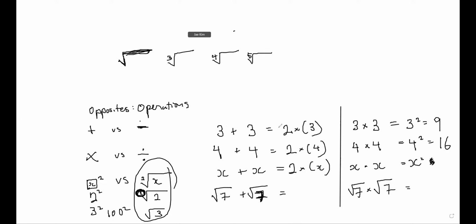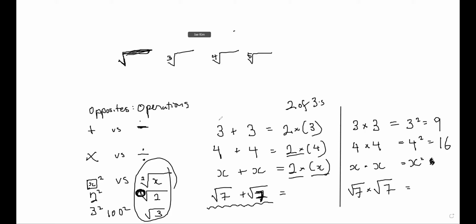3 plus 3 is like saying I have 2 of 3's, right? 2 times 3. 4 plus 4 is like saying I have 4 two times. x plus x is like saying I have x two times. So when I say root 7 plus root 7, does that change anything? What can I rewrite this entire addition as? Is it root of 49? Follow the pattern. No. Think about it.